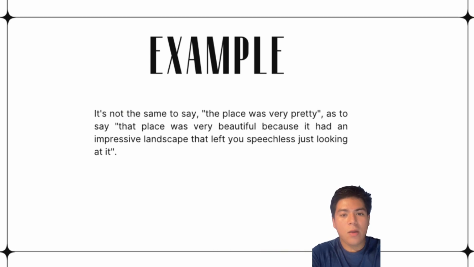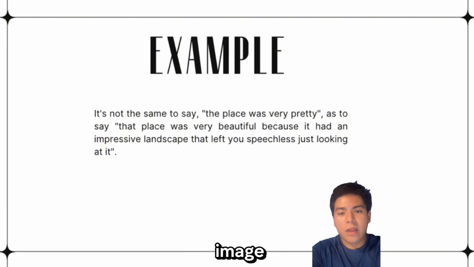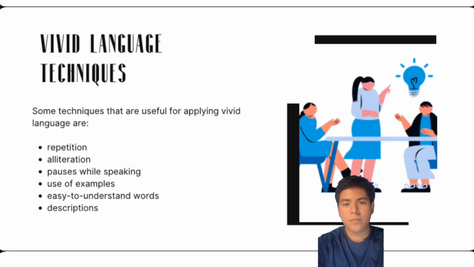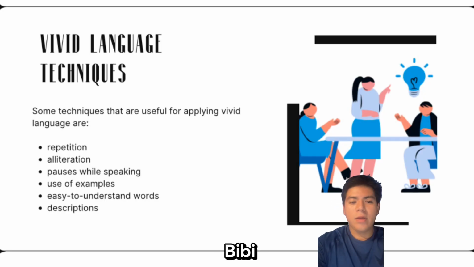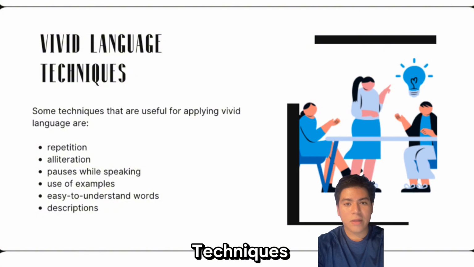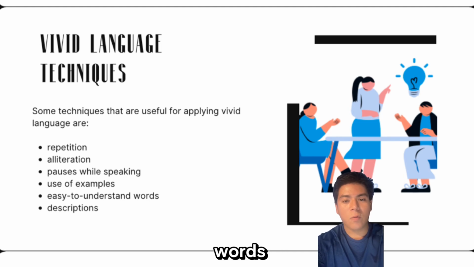Words such as impressive, beautiful, and left you speechless create a stronger image in the audience's mind. Now let's talk about vivid language techniques. There are different techniques that help speakers use vivid language more effectively. For example, repetition. Repetition means repeating important words or ideas to emphasize them and make them easier to remember. Alliteration is the repetition of similar consonant sounds. For example, smart students succeed. This makes phrases sound more interesting and memorable.